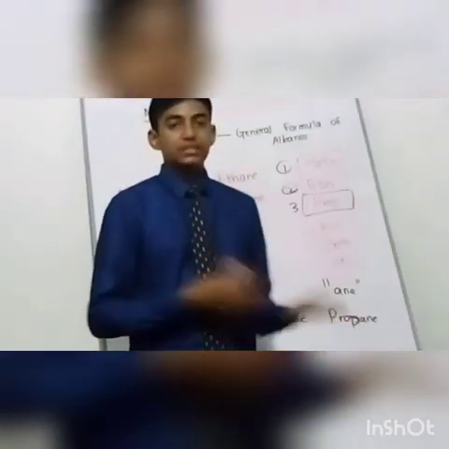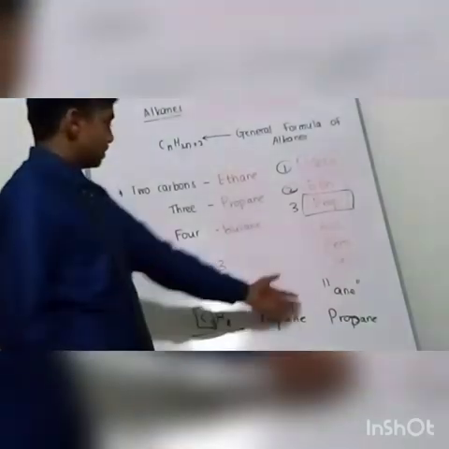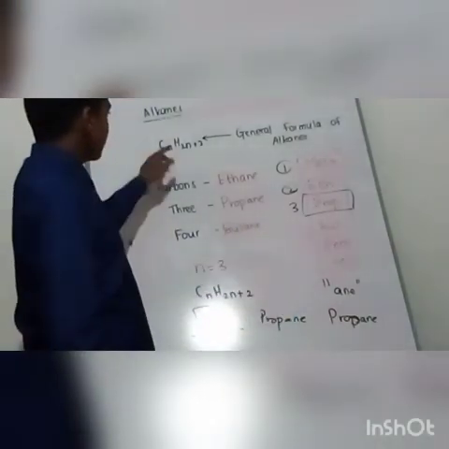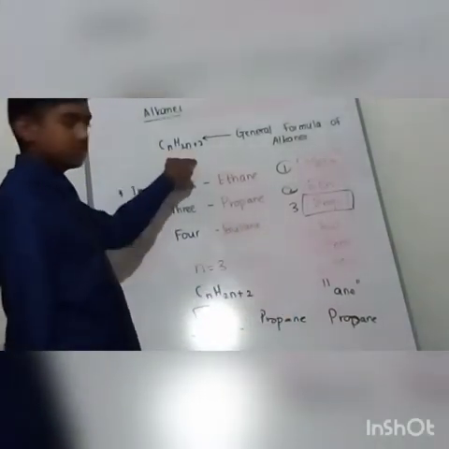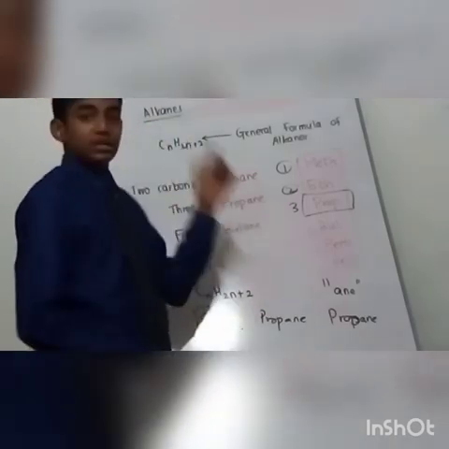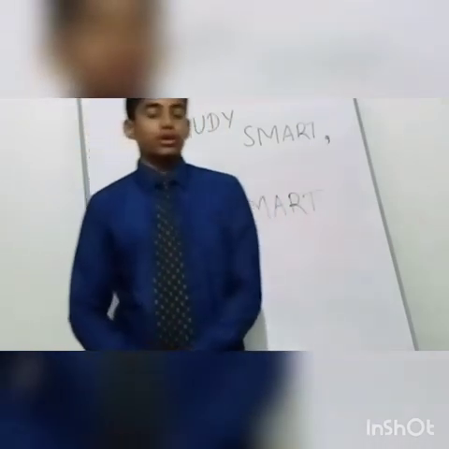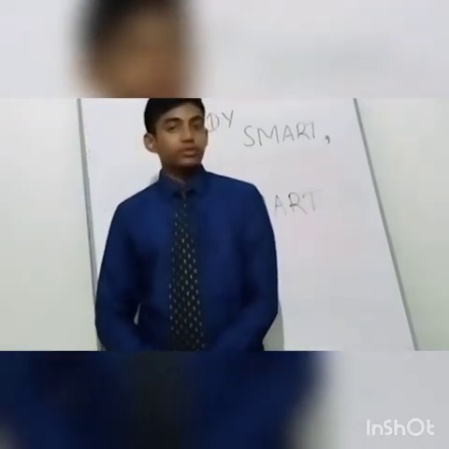If it's ene, it's an alkene. If it's ane, it's an alkane. So this is alkanes, the general formula of alkanes. Remember these two. Hope you understood this alkane topic too. Hope you have understood about organic chemistry, the introduction.